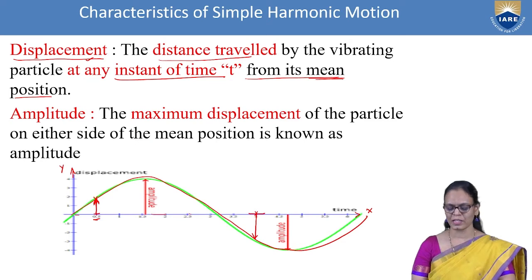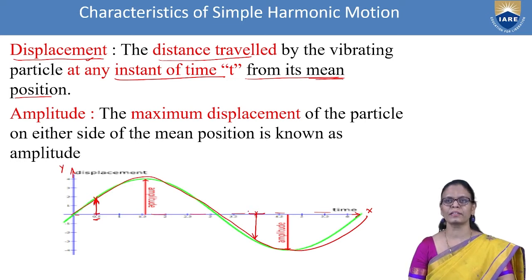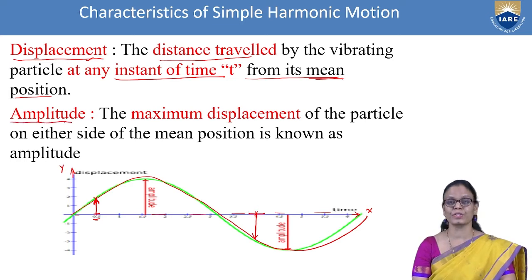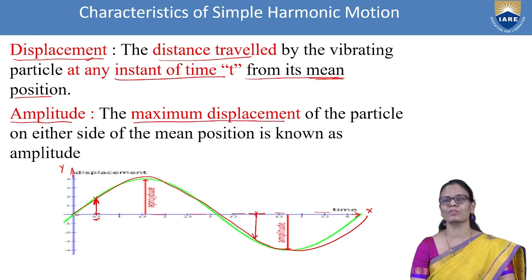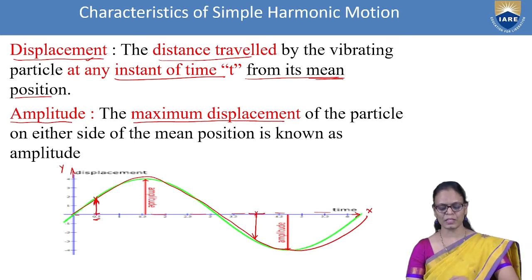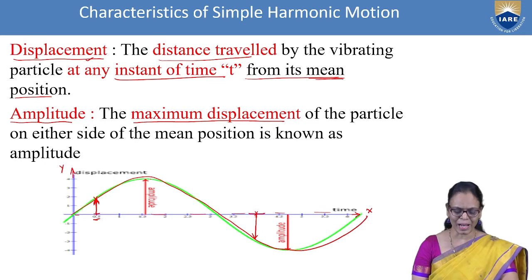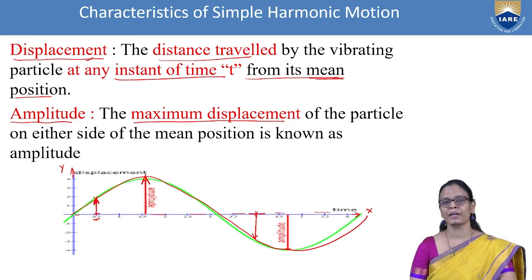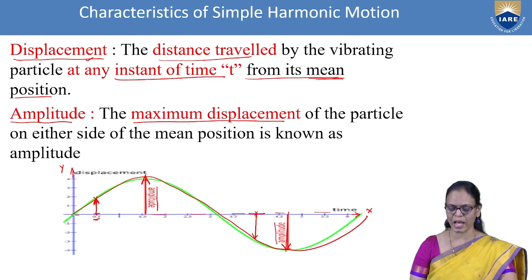So I consider this is the mean position. So at any point you can calculate the distance. Now coming to amplitude. The maximum displacement of the particle on either side of the mean position is known as amplitude. Means if I see here, the maximum displacement it has in the upward direction is here. So this is the amplitude. Amplitude denotes the maximum displacement in either direction. Here you are seeing in the upward direction and here it is in the downward direction. So this is also called as amplitude.